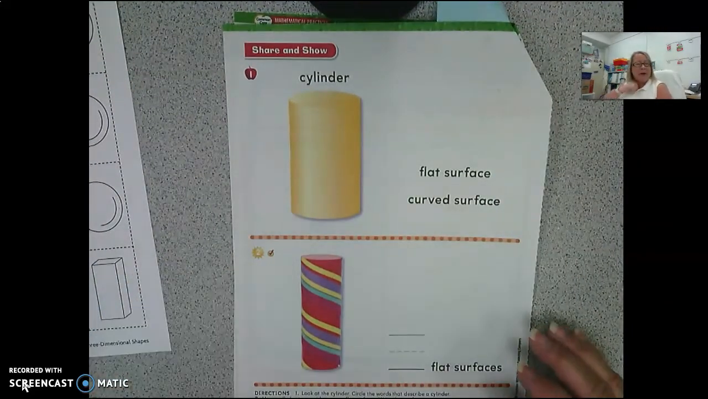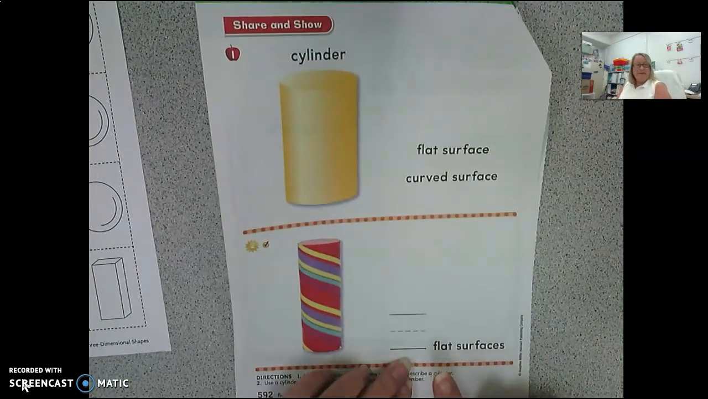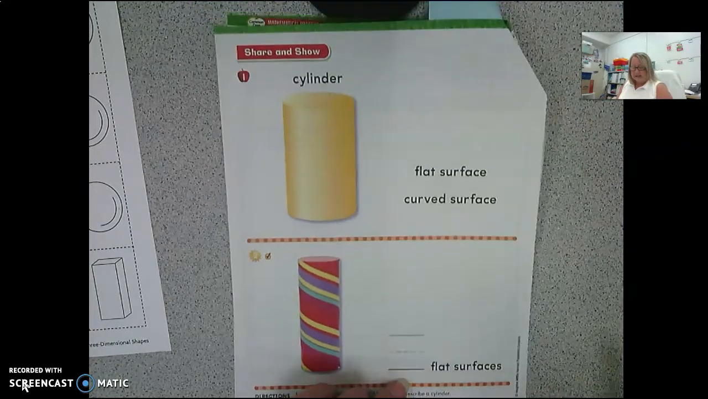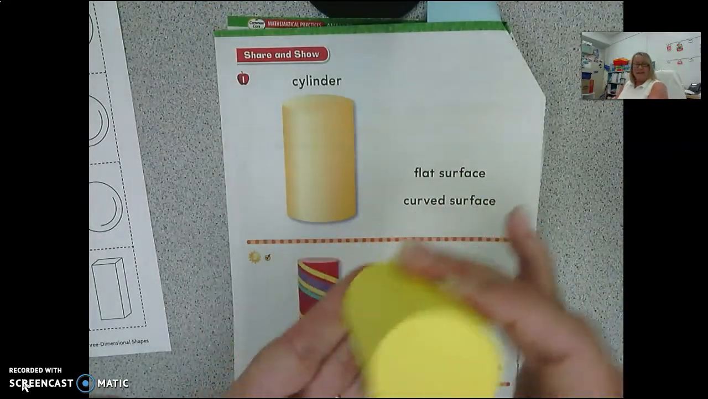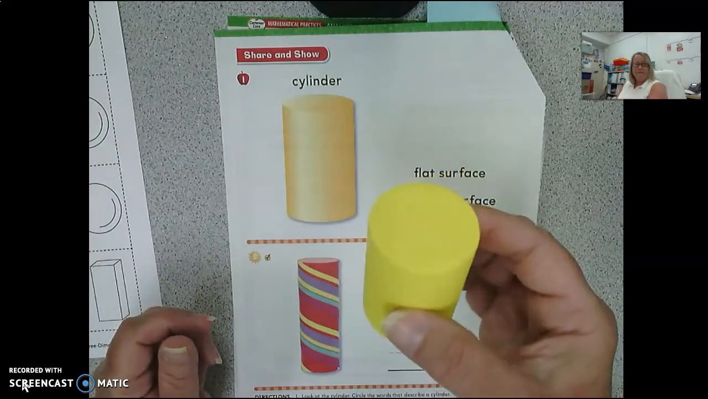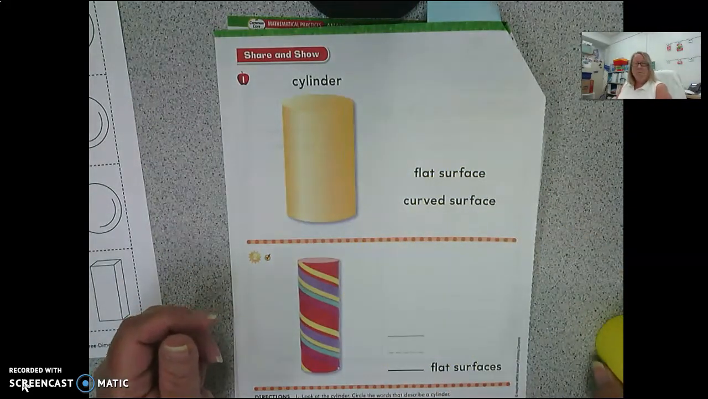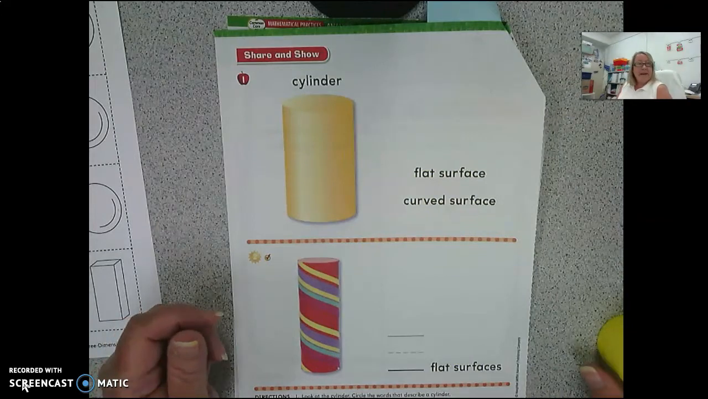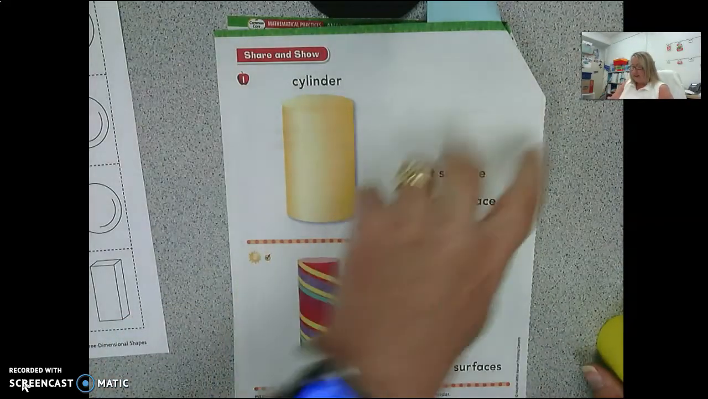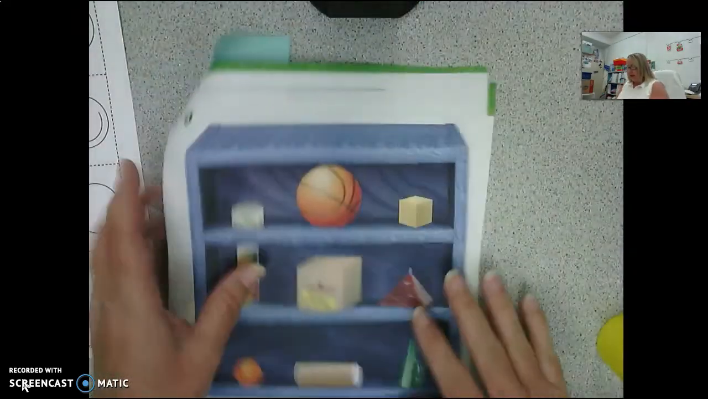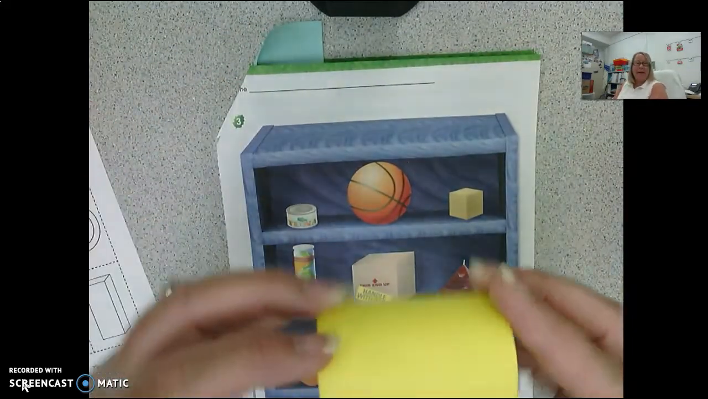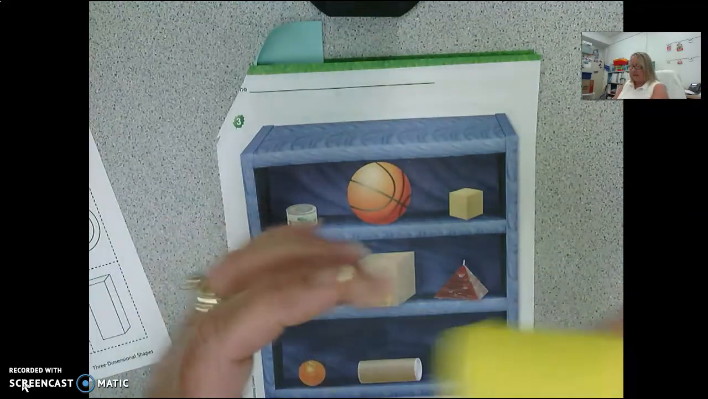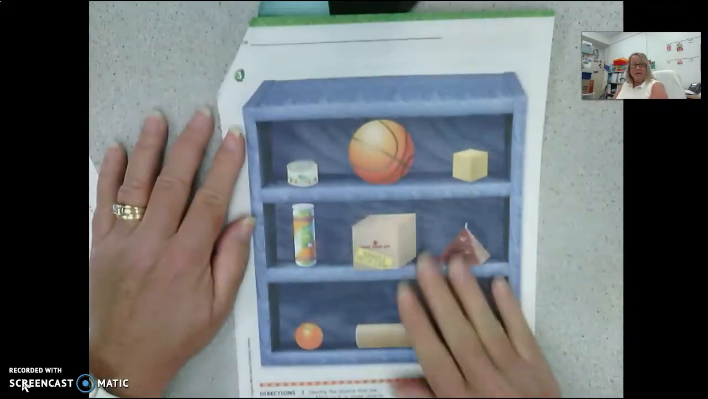Good. So number two is a check mark. And in the check mark, you have to do it by yourself. It wants to know how many flat surfaces does a cylinder have? How many flat surfaces does it have? Can you tell me? Write that number. Yeah, it has two flat surfaces. Good. Now here we go, number three. These are so easy, but you got to remember the name of these things. This is a cylinder.